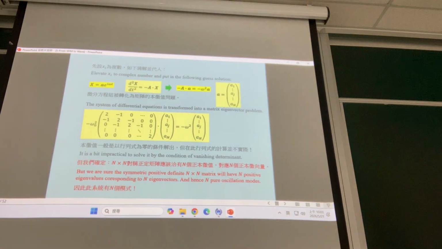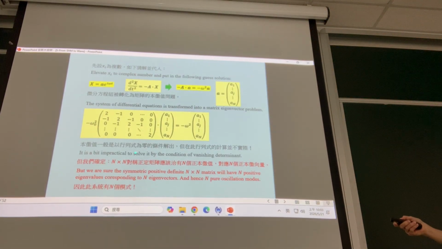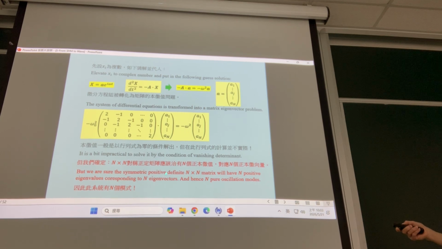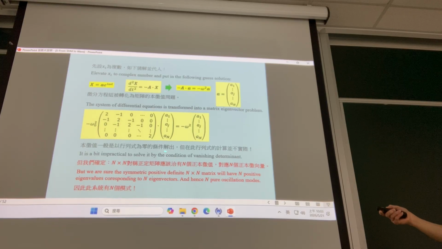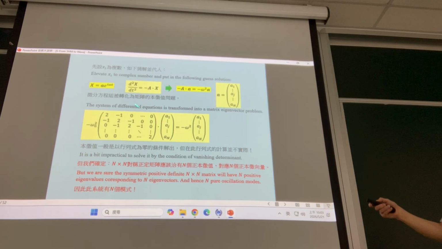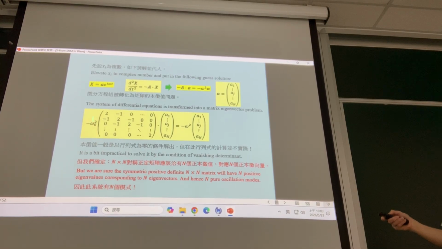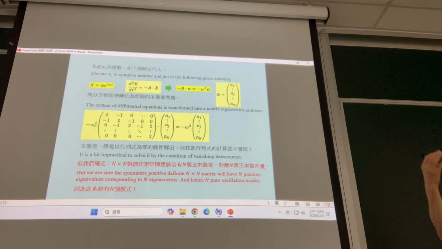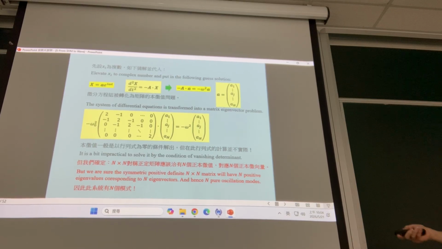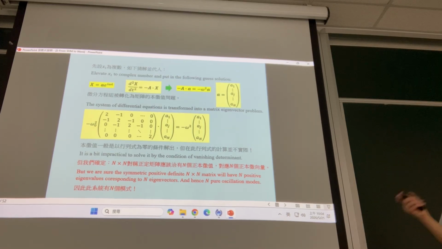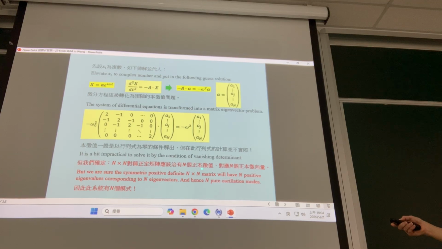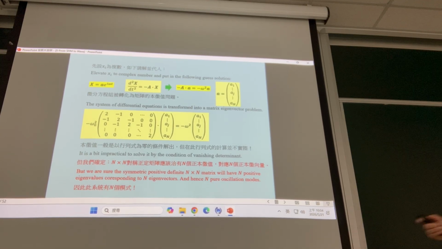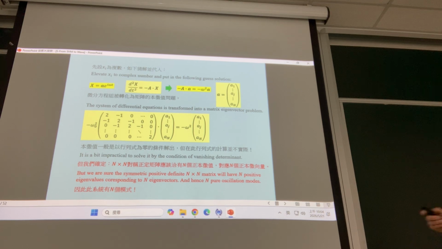However, up to this point, we can be sure this n by n matrix is symmetric and positive definite. It is symmetric, of course, and you can be convinced by seeing the matrix itself. And because it is a mechanical problem, the potential is positive, as I said last time. So this matrix is also positive definite. Any symmetric positive definite n by n matrix will have n positive eigenvalues and n eigenvectors.